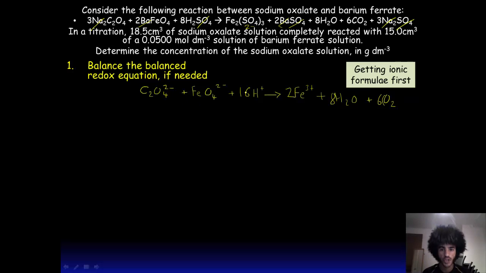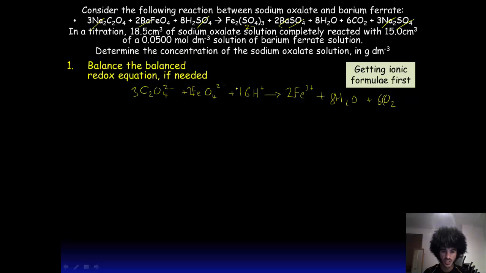And that's that. So, the tricky bit now, before I do that, I need to work out coefficients, I've almost forgotten. So there's three lots of C2O4, and I've got two lots of FeO4 minus. So charge-wise, three lots of minus two is minus six, and you've got two lots of minus two is minus four, so minus ten.